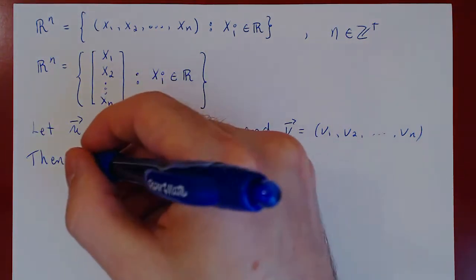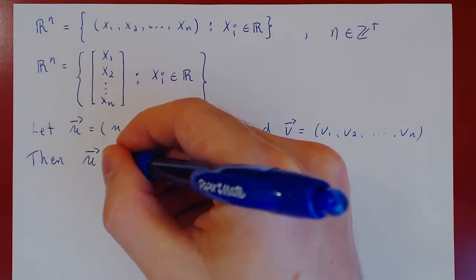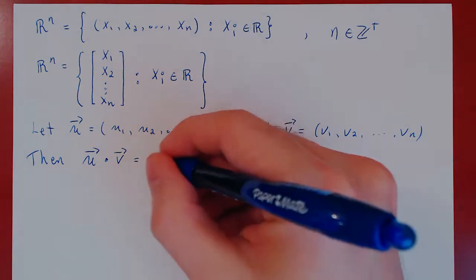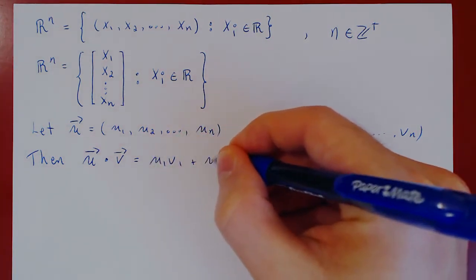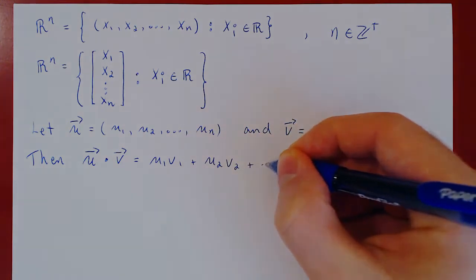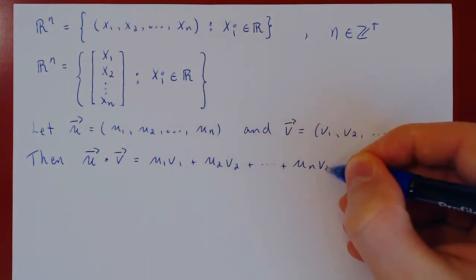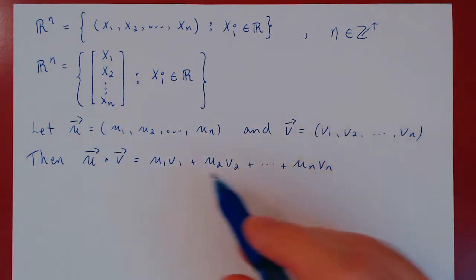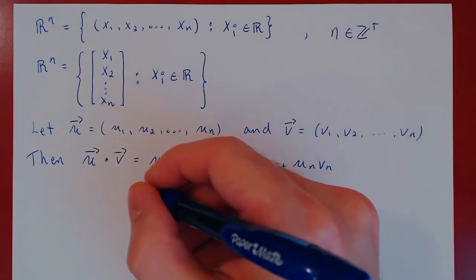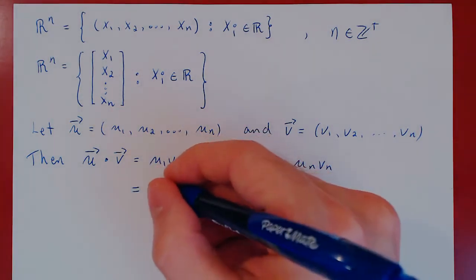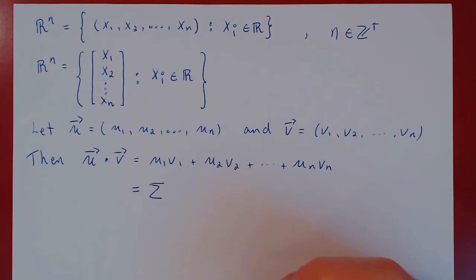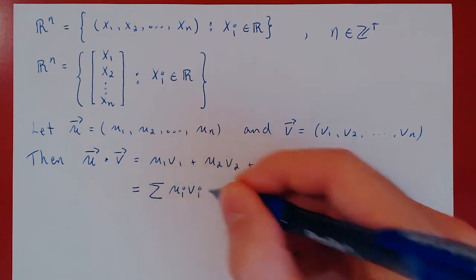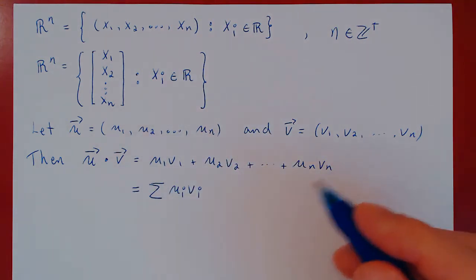Then the dot product still works the same. If you dot the vector u with v, you multiply corresponding entries and you add them up, so it will be u1 times v1 plus u2 times v2 up to un times vn. So we multiply corresponding entries of both vectors u and v, and we add them up. Of course, we can write this more concisely using our sigma notation. We're summing ui times vi, with i ranging from 1 all the way up to n.